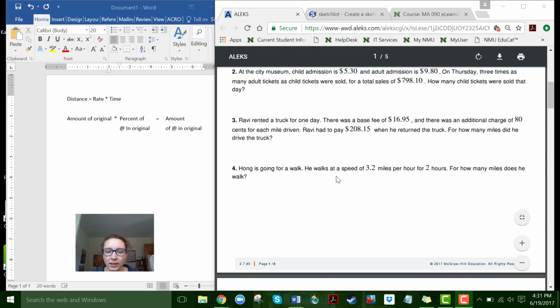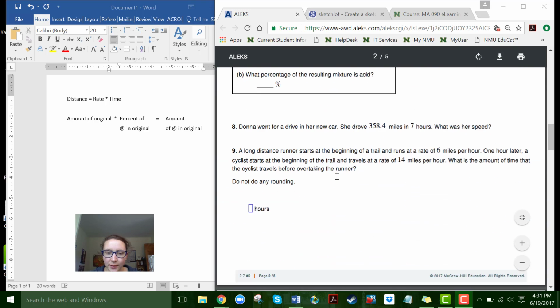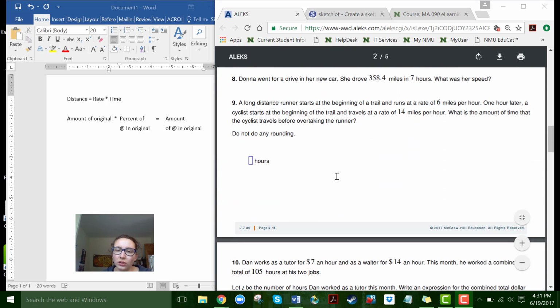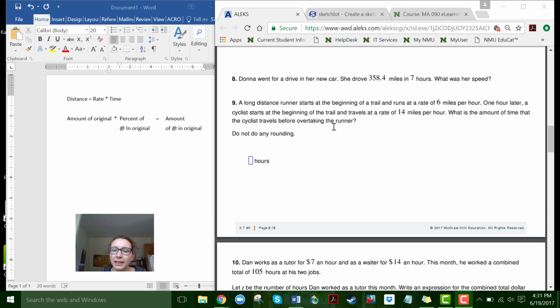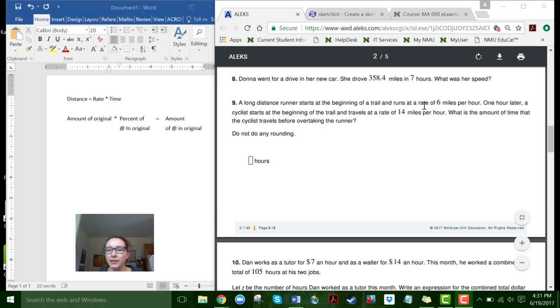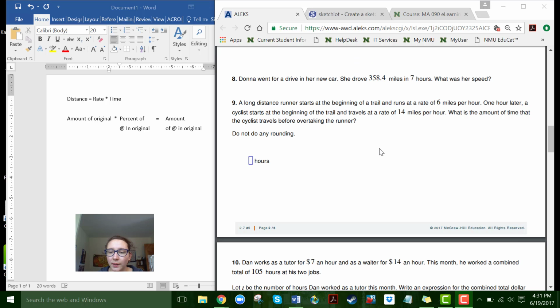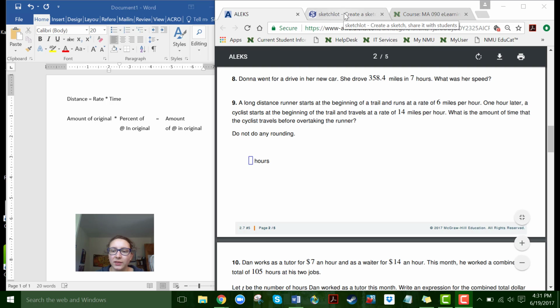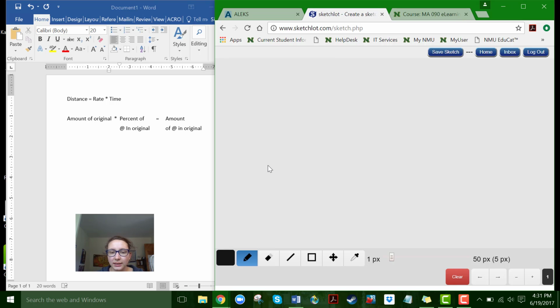So now let's take a look at question number 9. Question number 9 says, a long-distance runner starts at the beginning of a trail and runs at the rate of 6 miles per hour. 1 hour later, a cyclist starts at the beginning of the trail and travels at a rate of 14 miles per hour. What is the amount of time that the cyclist travels before overtaking the runner? So this is a little bit of a complicated problem. So let's start out just drawing a picture for it.